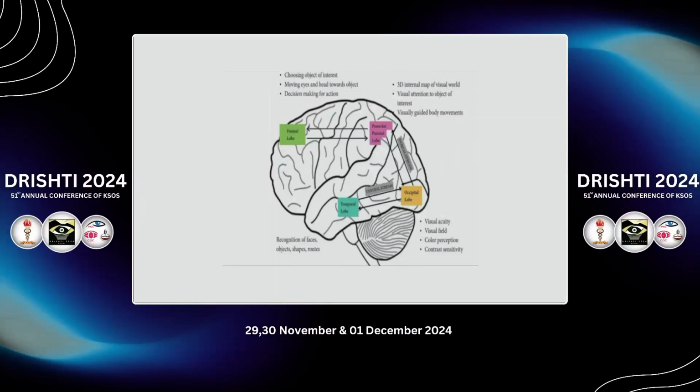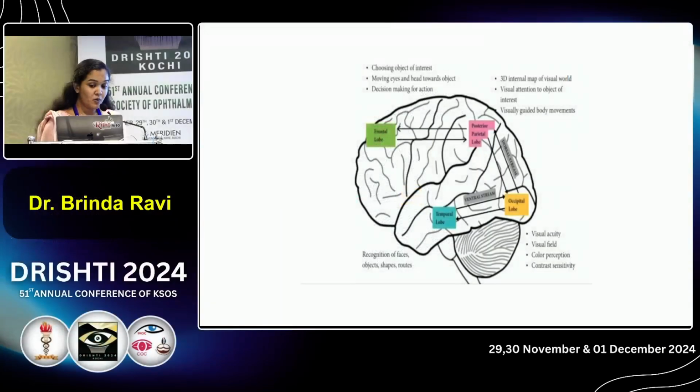So how does the brain interpret the image? The occipital lobe is mainly the printer, that is, it prints the image we see. The temporal lobe is the visual library and the posterior parietal lobe is the mapper and the doer. From the occipital lobe via the ventral stream, the image reaches the temporal lobe, and that is how we recognize faces, objects and shapes. Via the dorsal stream, it reaches the posterior parietal lobe, and it helps in making a 3D internal map of the visual field. In children with cerebral visual impairment, the dorsal stream and ventral stream are damaged.